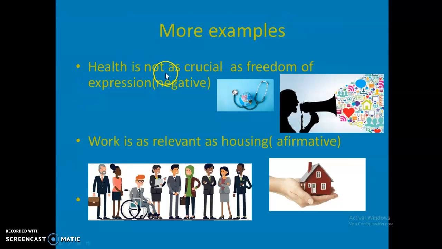Health is not as crucial as freedom of expression. In this case, we are making the sentences negative. So we only add not before the as: is not as crucial as freedom of expression. So this is a comparison that health is not crucial and freedom is.